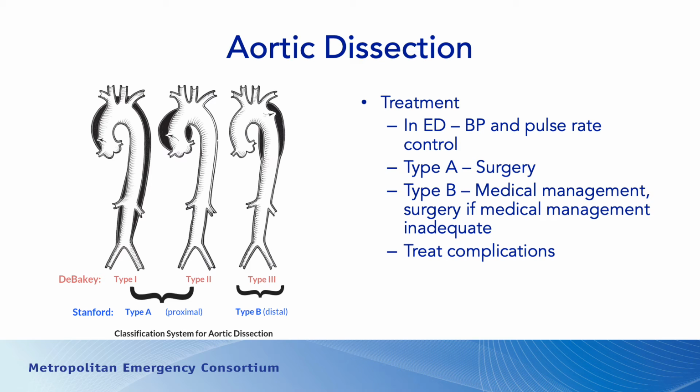For those type A's, the dissections that come up out of the proximal aorta and go up through the loop, those patients tend to be treated surgically, so thoracic surgery will take them to the OR. Type B aneurysms tend to be more likely managed medically with antihypertensives. Sometimes they go to surgery depending on the severity of their symptoms and how well they respond to medical management. And then we have to treat their complications.